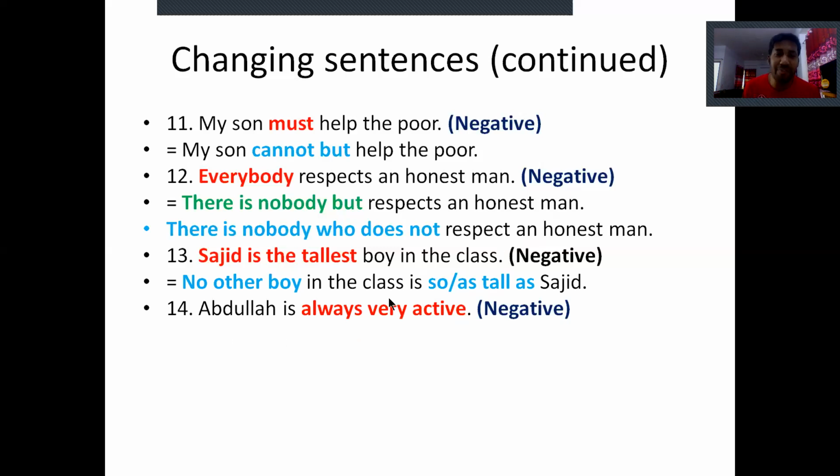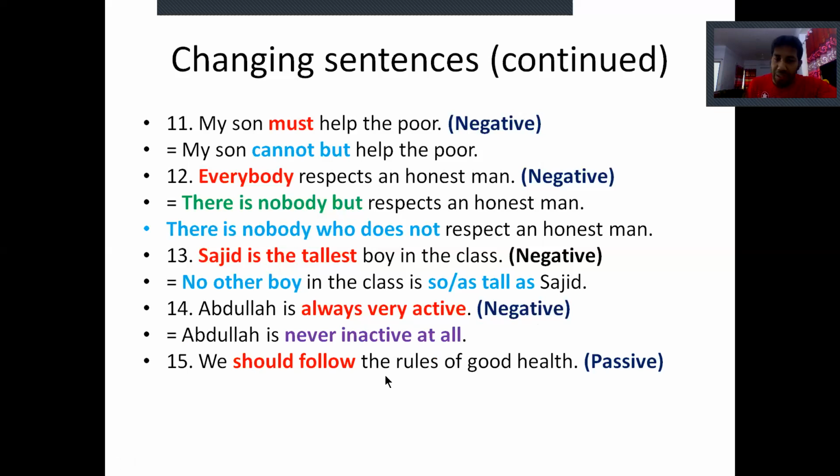Number 14: Abdullah is always very active. This sentence is in affirmative form. We need to make this sentence negative. To make this sentence negative, we need to replace the word always by never, and then replace the word very by at all, and then use the antonym of the word active. So the negative will be: Abdullah is never inactive at all.